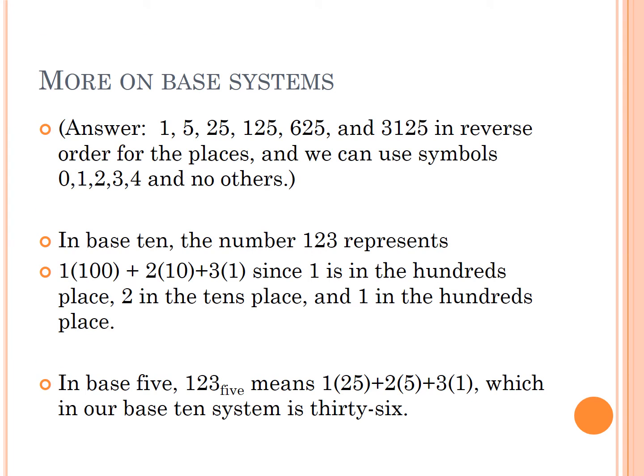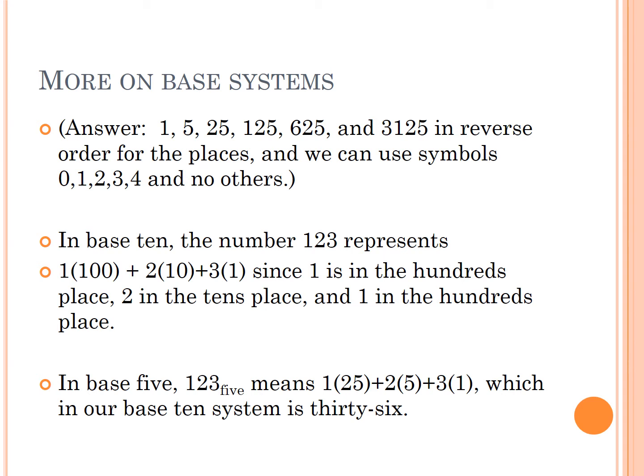Okay, you should have stopped this presentation and found the answers. And here are the places, although they're in the reverse order. The rightmost one is 1. The next to the rightmost is 5. The next one, the third one over, starting from the right, is 25. The one to the left of that is 125. The one to the left of that is 625. And finally, the leftmost one that we were going to write is 3,125. And we're only allowed to use symbols 0, 1, 2, 3, and 4.